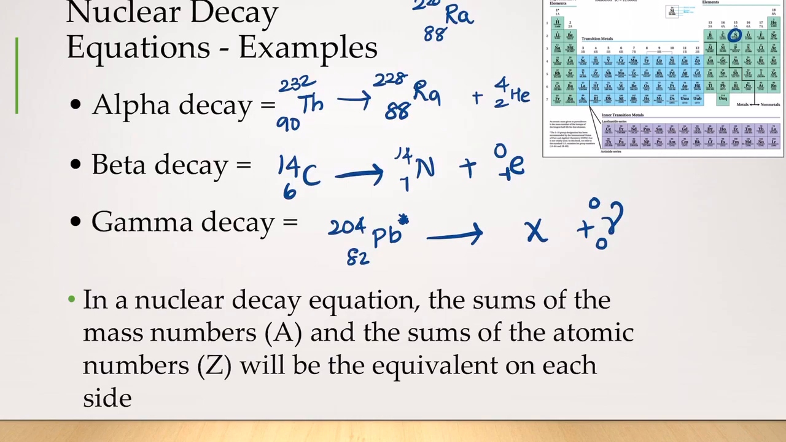So this X will have mass number of 204, because basically you're subtracting 0 from 204 and subtracting 0 from 82. So that will be just 82. And again, you don't have to even look into the periodic table to find what X is, because X is nothing but Pb. So you'll replace the X with Pb. Okay, I hope this is clear.